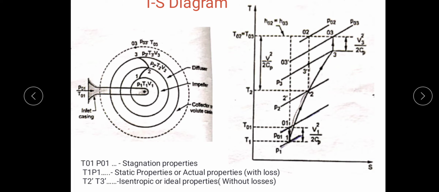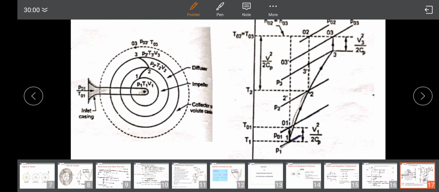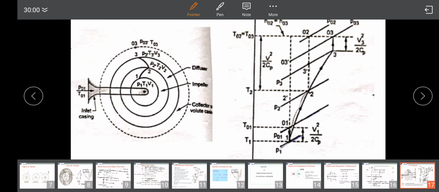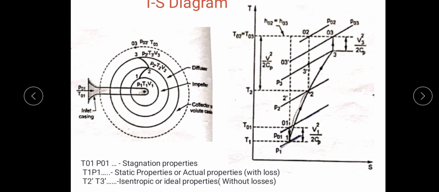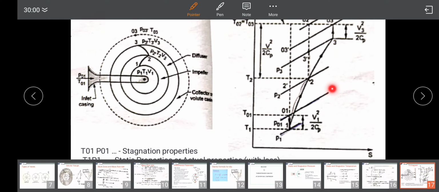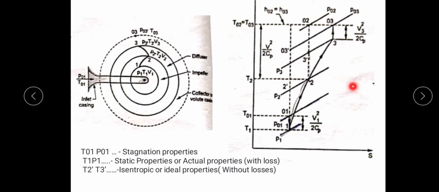Accordingly we have to define two efficiencies, and before defining the efficiency we need to understand what V1 square by 2 Cp, V3 square by 2 Cp, and V2 square by 2 Cp are. We already discussed them while explaining static and stagnation temperatures. These are basically the kinetic energy equivalent of the temperature; at the expense of this kinetic energy equivalent we first get increasing pressure, and due to increasing pressure there is increasing temperature also. We have just shown it here. So this is a TS diagram. I hope you understood this TS diagram.